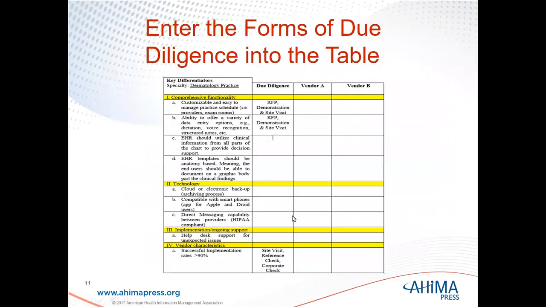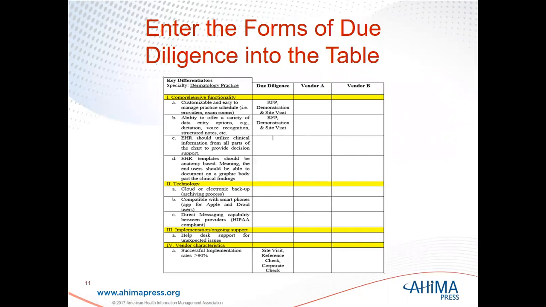All right, so I've taken that example and taken it one step farther here. I don't want to just give you all these answers, but I want to show you an example. So in the due diligence column, you're going to identify the forms of due diligence that you will use to evaluate and ensure that the vendor can provide this functionality or technology, what type of implementation and ongoing support they provide, and then the vendor characteristics.